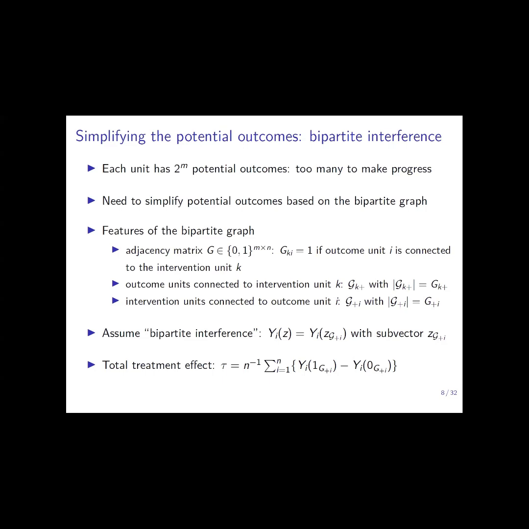Now, the total treatment effect, tau, reduces to slightly simpler notation because Yi depends on all ones corresponding to the intervention units I correspond to. Okay. This notation is a little vague because this only says the dimension of my potential outcome, but actually more than that, its dimension also depends on those intervention units.